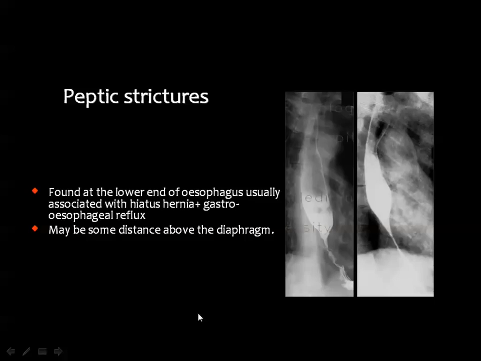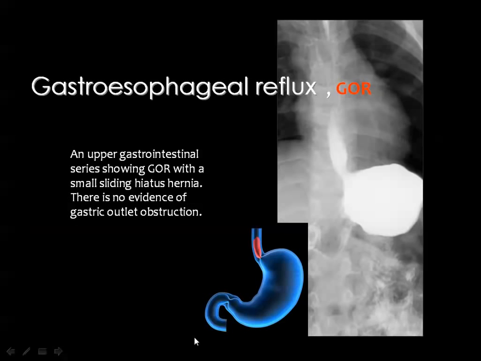Then the peptic stricture is usually found in the distal part of the esophagus, and is secondary to repeated gastroesophageal reflux, which will result in injury of the esophageal mucosa, and later on by fibrosis, ending by this benign stricture with smooth edges, and the history is almost diagnostic.